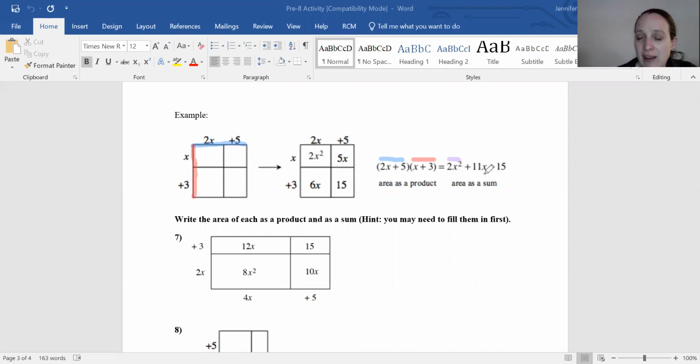Now where does that 11x come from? Remember, you have like terms. So I have 6x and 5x. There's that 11x. And then I have 15 units.